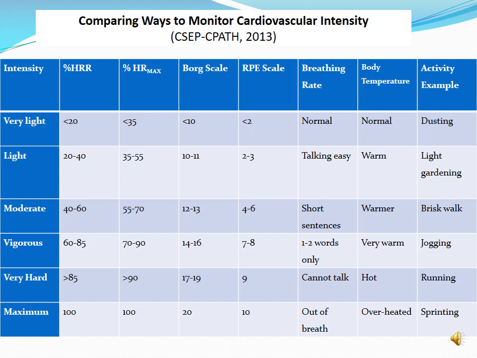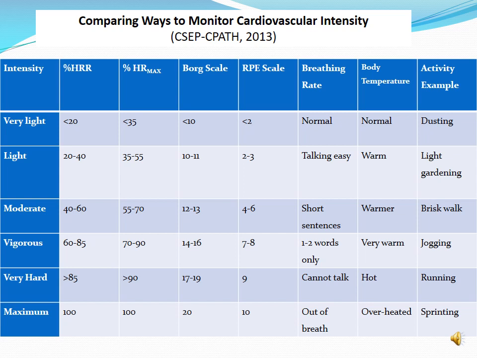The other things that this will show is that if you're using the Borg scale at moderate intensities, you should be about a 12 to 13. On the rate of perceived exertion scale, that would be 4 to 6. If you're doing vigorous activity, it would be 14 to 16 on the Borg scale. Rate of perceived exertion, 7 to 8. The talk test, so the breathing rate, moderate would be short sentences. So they can get out a short sentence, but it's not the same thing as light, where they're talking easily. Vigorous, now they're only getting out a few words at a time. They could still talk, but they can only get a few words.